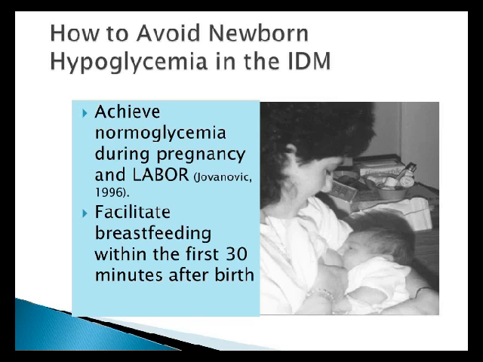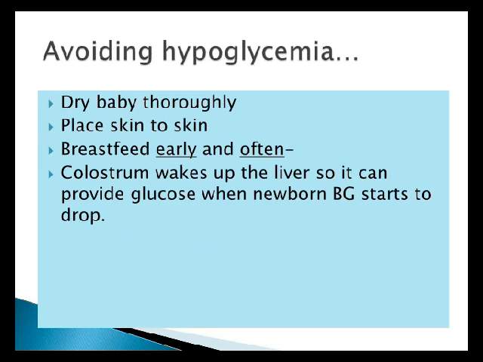So the other big difference in terms of avoiding newborn hypoglycemia is getting in breastfeeding in the first 30 minutes after birth. And there is my baby Rachel, who is turning 22 and graduating from Davis next month. And she has that same little punim, as they say in Yiddish. So avoiding hypoglycemia: dry that baby thoroughly, place it skin to skin, breastfeed early and often. Colostrum wakes up the liver so it can provide glucose when the newborn starts to drop its blood sugar.